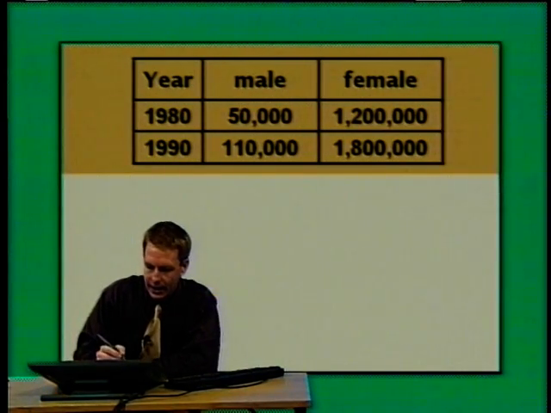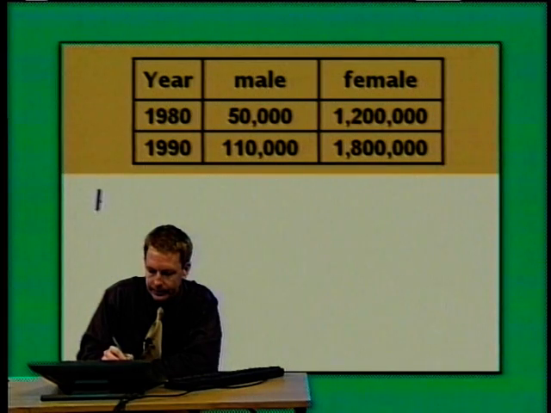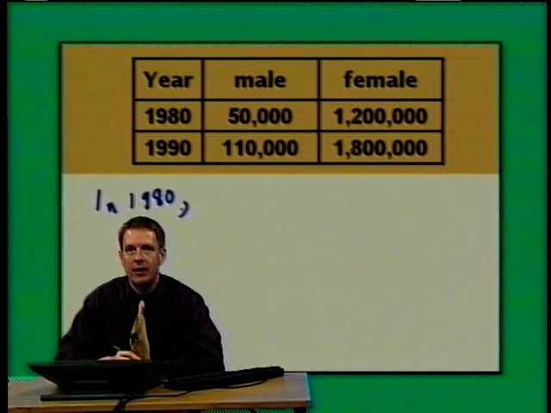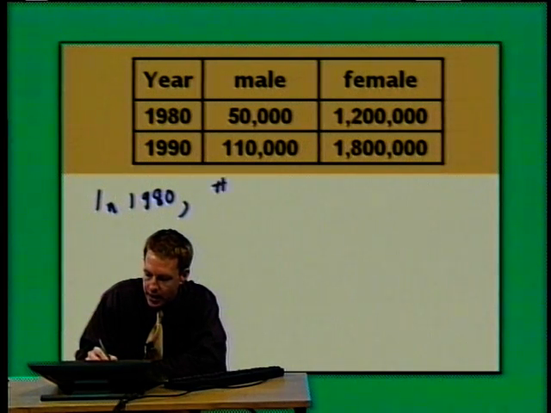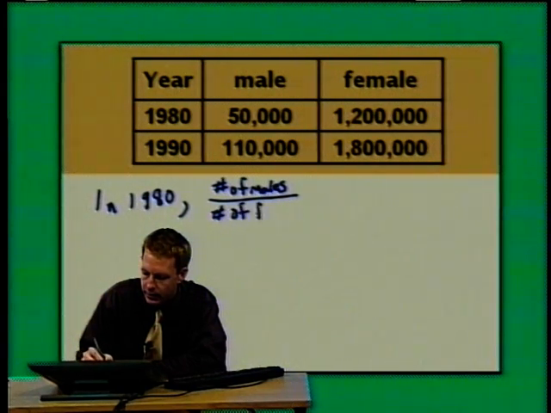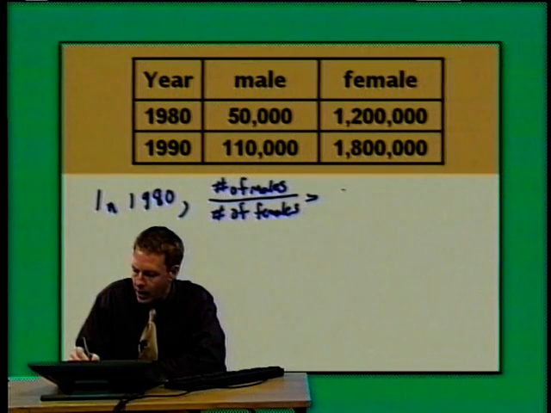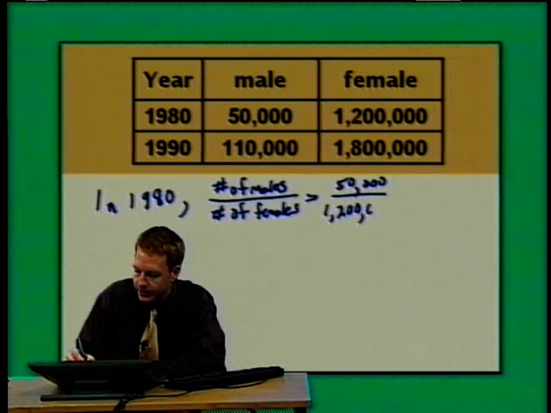So, in 1980, what we want to do is compare the number of male nurses to the number of female nurses. So the number of males to the number of females was 50,000 to 1,200,000.